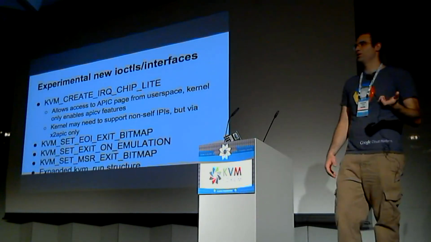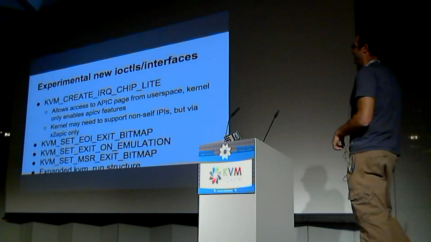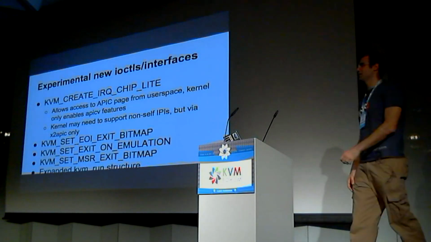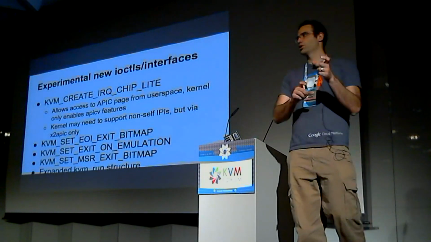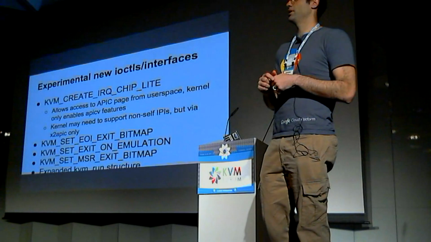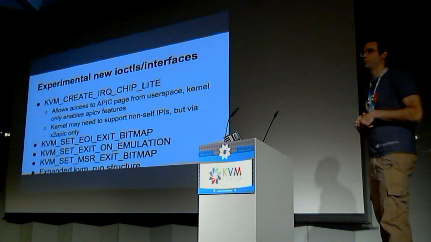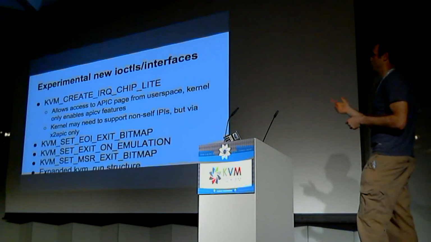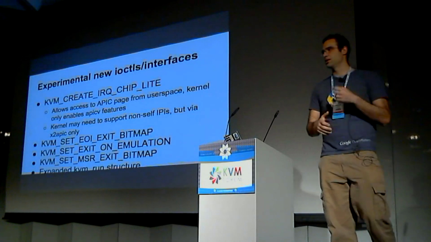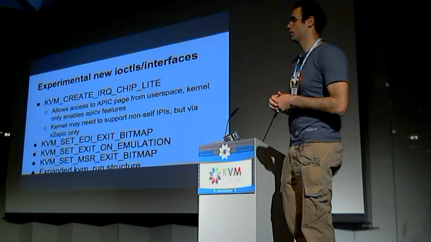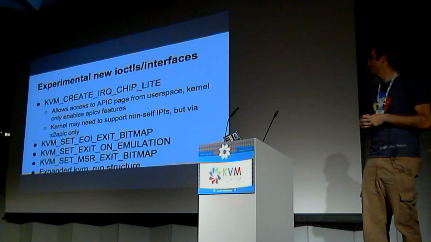KVM set exit on emulation. That tells user space to do the emulation. We haven't written that one yet. And then KVM set MSR exit bitmap. The interface that we're using right now, although this certainly could change, is we're just copying the same structure that Intel uses when it sets the MSR bitmap for hardware. And then we use an expanded KVM run structure to plumb out more information that's needed for emulation and the IRQ chip, the APIC access page, or the APIC page, not the access page.